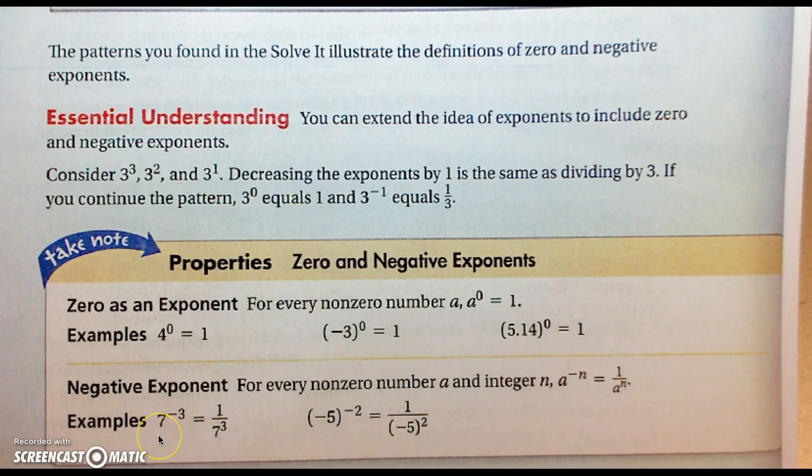So we have an example here of 7 to the negative third. So to get rid of the negative, we have to go to the other side of the fraction bar line. So we have 1 divided by 7 cubed. Negative 5 to the negative 2. So again, we get pushed to the other side of the fraction bar line, and we have negative 5 squared.